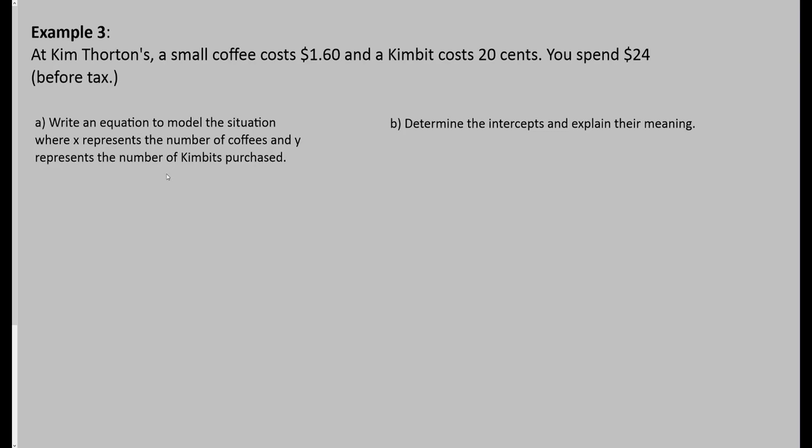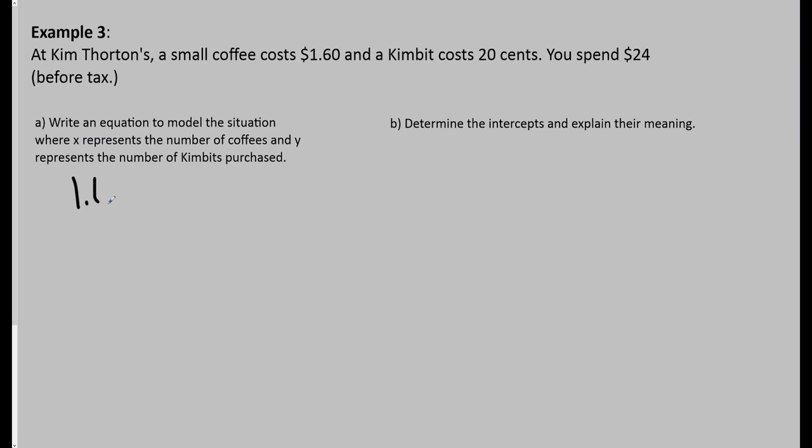Okay, example 3 is a word problem. At Kim Thornton's, a small coffee costs $1.60 and a Kimbit costs 20 cents. You spent $24 before tax. Write an equation to model a situation where x is the number of coffees and y is the number of Kimbits purchased. So hopefully this is a fairly simple one. You can pause here to see if you can figure out the answer. But I already got the let statement written out for you.